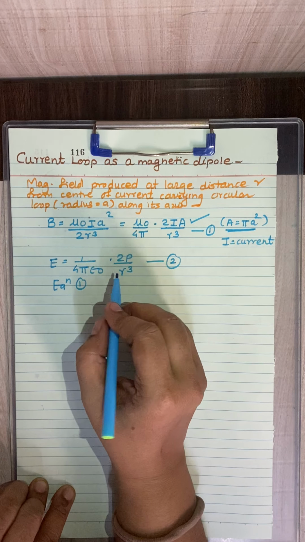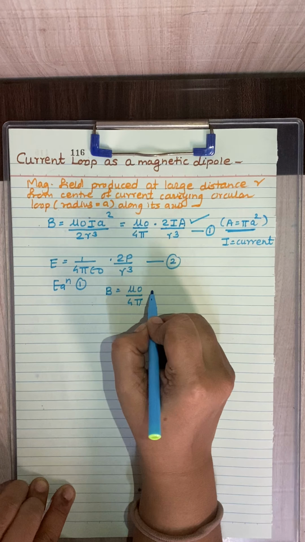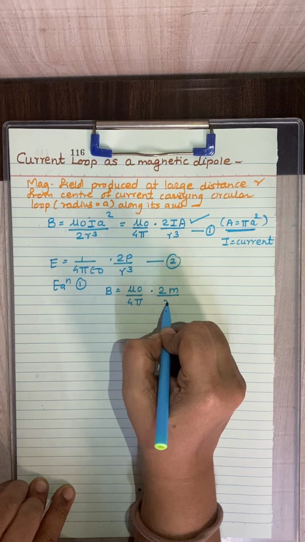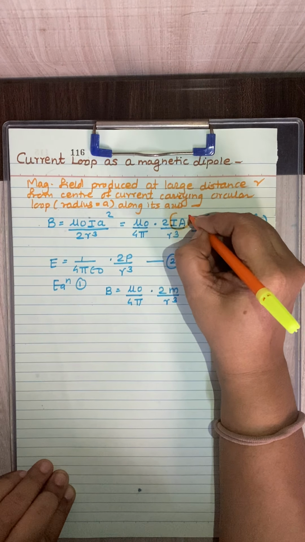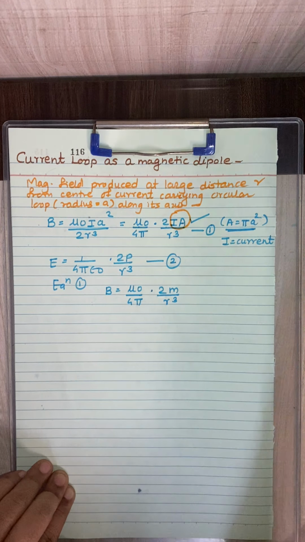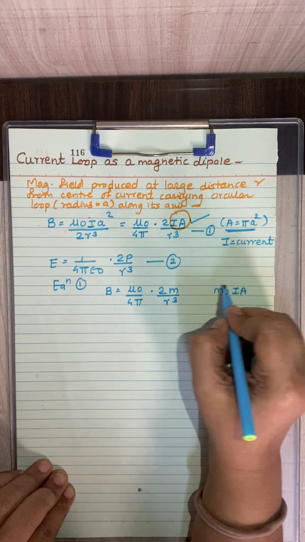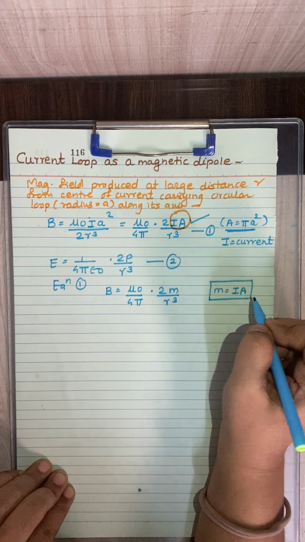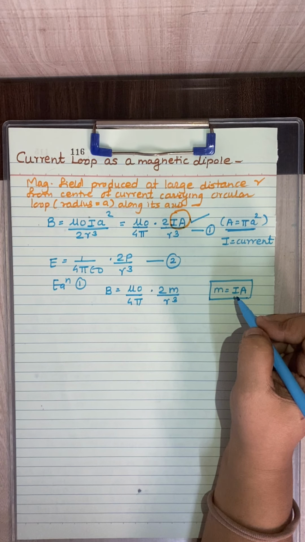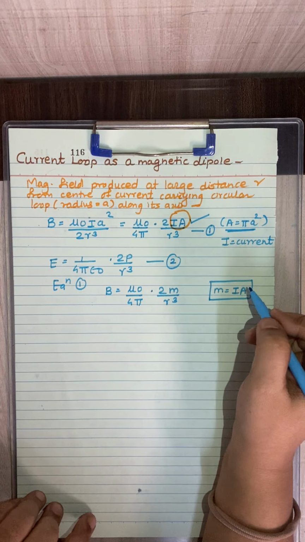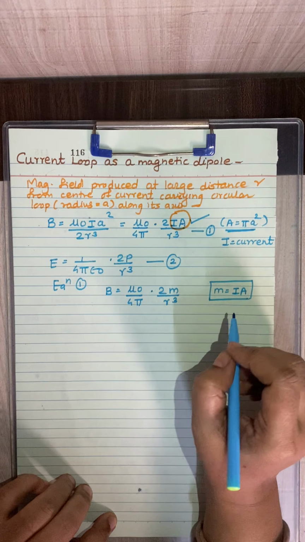we can say that here B is equal to mu naught upon 4 pi 2m upon r cube. Okay, now you can see that this factor I into A is considered as m. So I'll write down here m is equal to I into A, and this factor is called the magnetic moment, isn't it? Or this particular factor m is called a magnetic moment, and this magnetic moment is considered as a vector quantity.